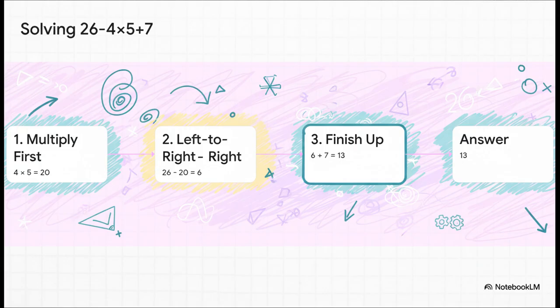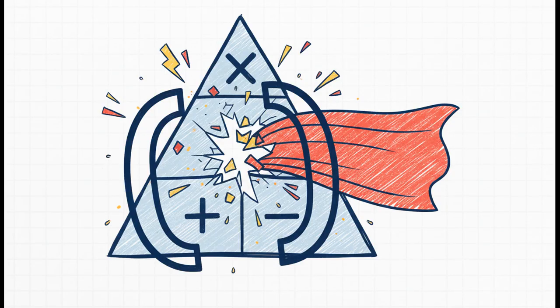So now our equation is much simpler, 26 minus 20 plus 7. And from here, we're back to our simple left to right rule. 26 minus 20 is 6, and 6 plus 7 is 13. Done. But what if you want to break the rules? This is where it gets really interesting. What if you're the one writing the equation and you need that addition to happen first? How do you override that hierarchy?